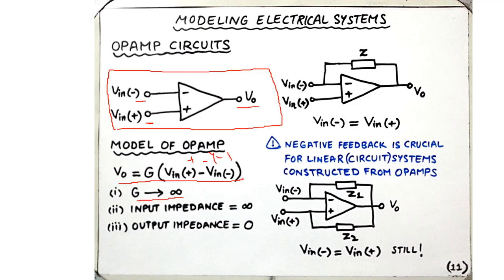Important consideration: theoretically, the gain approaches infinity. The input impedance is infinity, and the output impedance is zero. What do we mean by that? Well, the gain approaching infinity essentially means that the op-amp must have some kind of a negative feedback when used as a circuit element, such as shown here. So in this case, a negative feedback is provided by means of some impedance Z.